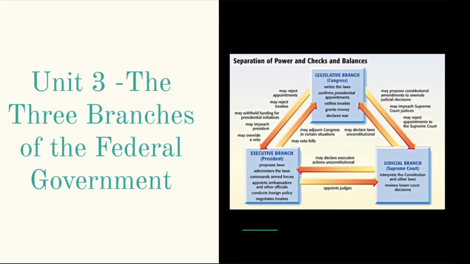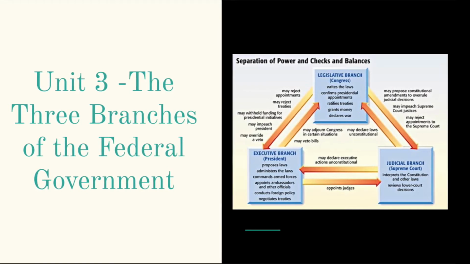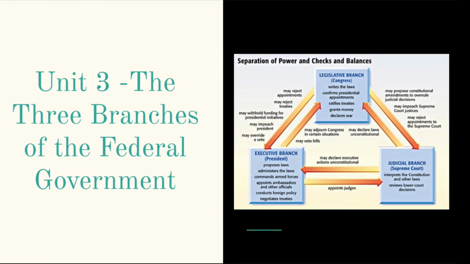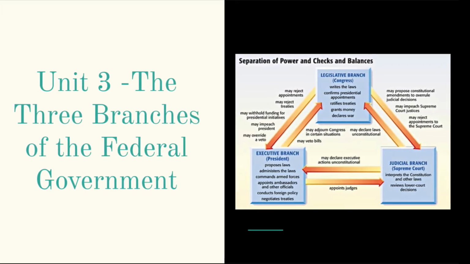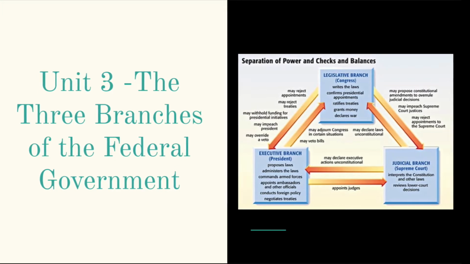Unit 3, the three branches of the federal government. These are the legislative branch, which is Congress and writes laws, the executive branch, which is the president and proposes laws, and the judicial branch, which is the Supreme Court and interprets the Constitution and other laws.